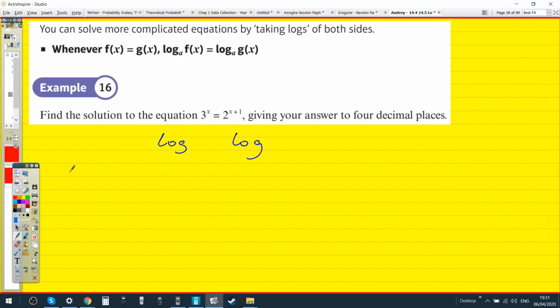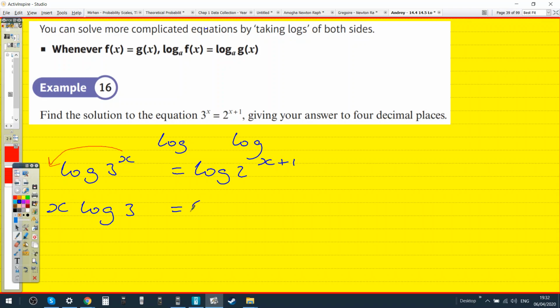So do I do log 3 to the power of x and equals 2 to the power of x plus 1? Log 2 to the x. And then do I put them to the front of each other? Yeah, so x log 3 is equal to x plus 1 log 2.